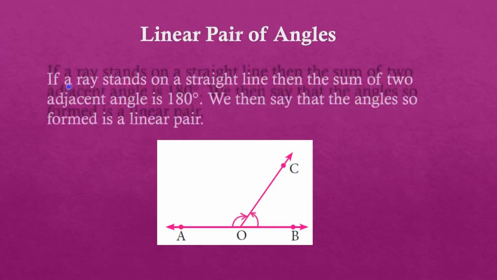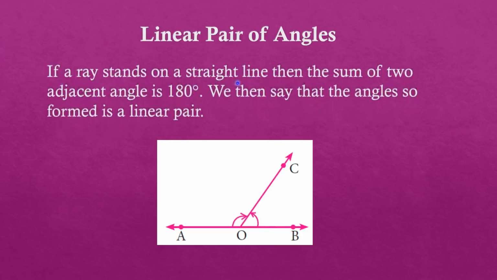That is, if a ray stands on a straight line, then the sum of two adjacent angles is 180 degrees. These two are the adjacent angles whose sum is 180 degrees. We then say that the angles so formed are a linear pair. So இந்த மாதிரி இருந்ததுன்னா those two angles are called a linear pair.